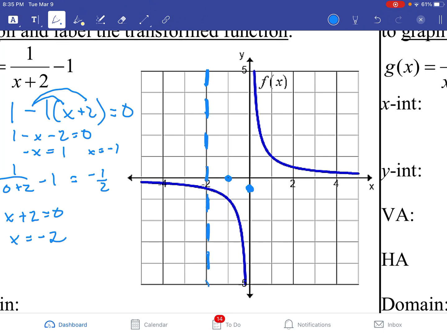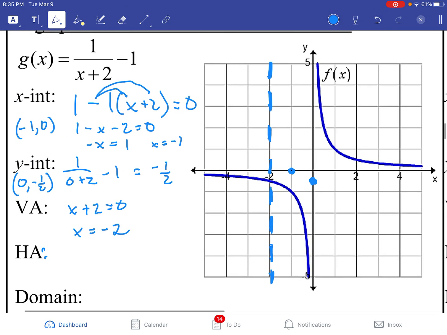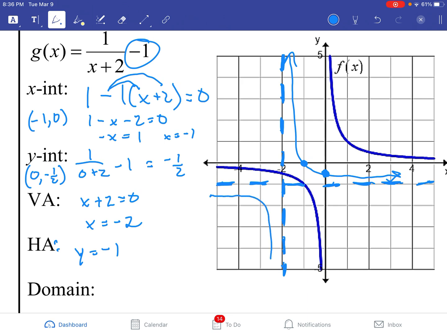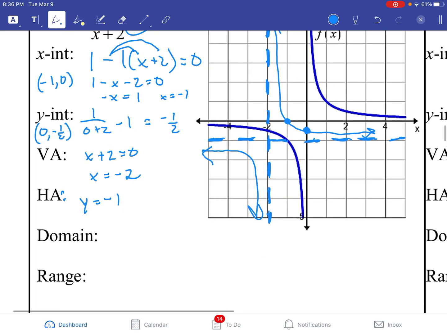You have to put in the asymptote in your graph for when you do these problems. Those dashed lines. Your horizontal asymptote is located at the end, so y is equal to negative 1. So your graph will look like this. There you go. Now for the domain and range.